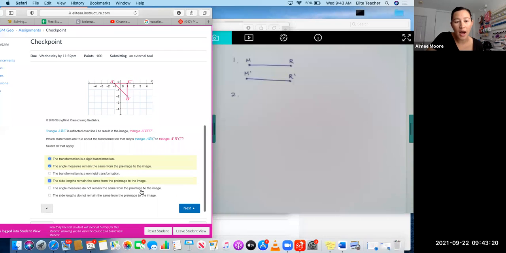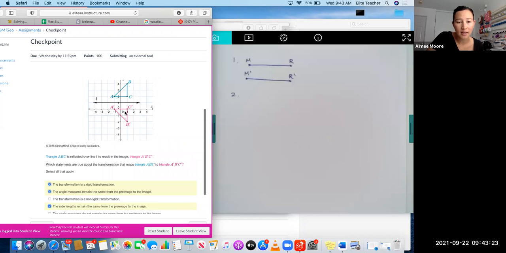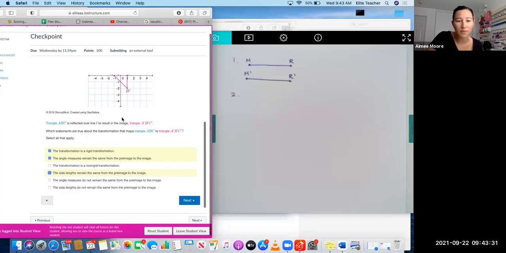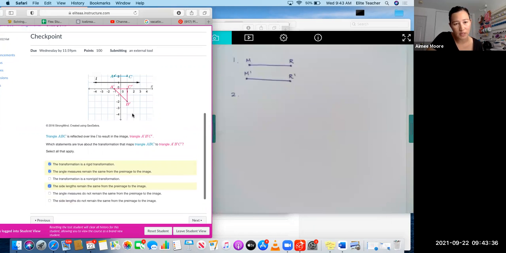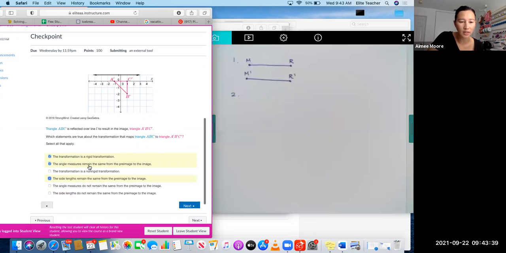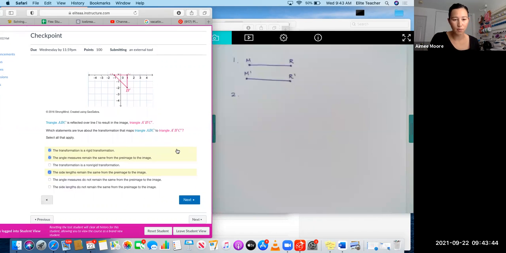The angle measures do not remain the same. We just said that they did. We can see that angle C is a right angle, and it just looks like they flipped it, right? They reflected it across the line, which means that the angle stayed the same. And the side lengths do not remain the same. We just said they did. We checked and they did. So it looks like those would be our 3 answers. I'll give you a second before I click next. Any questions on this one? All right, let's go on to the next one.